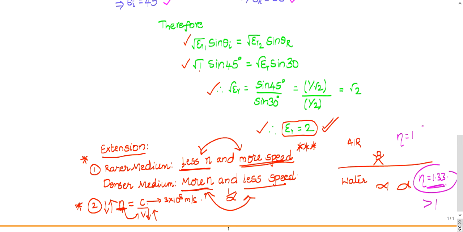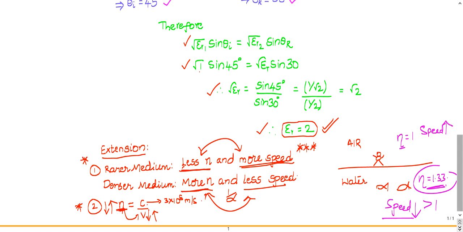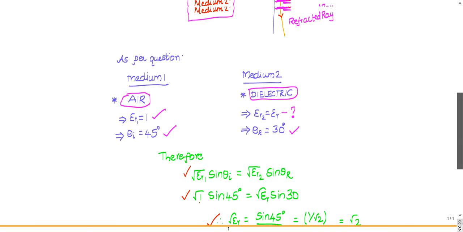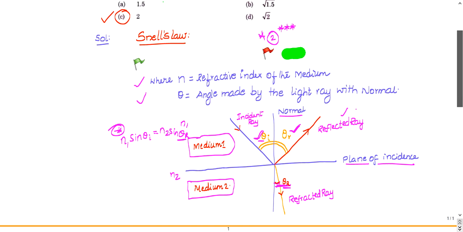So here the speed will be less. Speed of light will be more in air when compared to the speed of light in water. You already know this. In water, the speed of light will decrease. So this is also one way of explaining. Try to remember point number 2 and 1. It may help you sometimes in a question to understand rarer medium and denser medium.